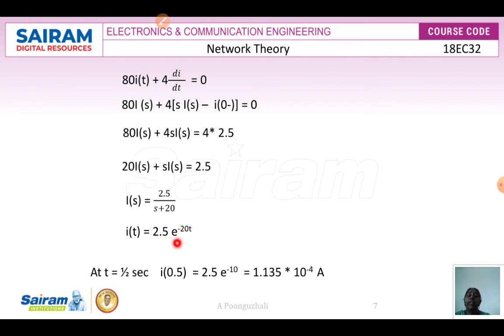Now they have asked in the problem, at t equal to 0.5 second, what is your i(t)? So substitute the t value to be 0.5. So i(0.5) is equal to 2.5 into e power minus 20 into 0.5, which is nothing but 10, so e power minus 10. If I find out e power minus 10, the value is going to be 1.135 into 10 power minus 4 amperes. So this is your first problem.